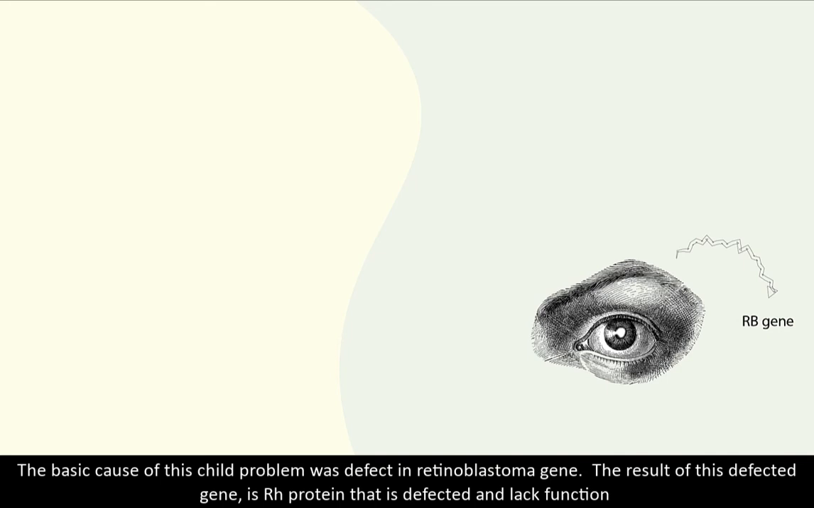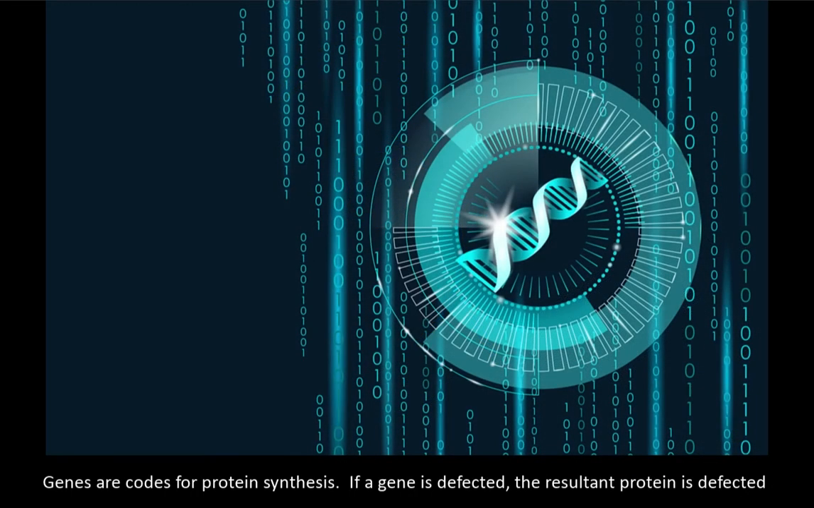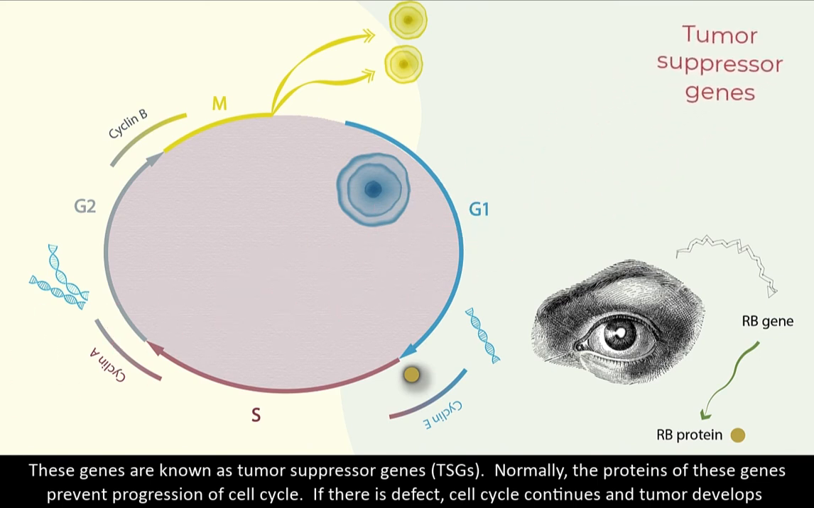The result of this defective gene is a retinoblastoma protein that is defective and lacks function. The cell cycle in the eye retina continues unchecked, and the retinal cells divide in an uncontrolled fashion, resulting in a tumor. Genes are codes for protein synthesis. If a gene is defective, the resultant protein is defective. In our cells, there are genes that code for proteins that prevent the development of cancer, similar to the retinoblastoma gene. These genes are known as tumor suppressor genes. Normally, the proteins of these genes prevent progression of the cell cycle. If there is a defect, the cell cycle continues and a tumor develops.